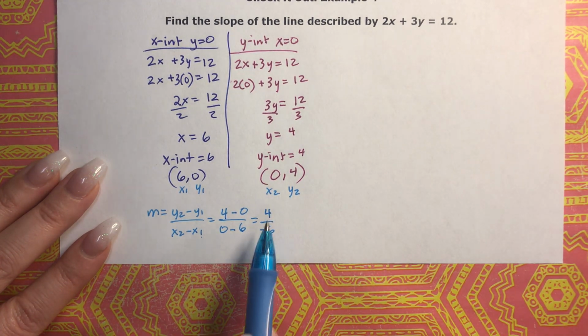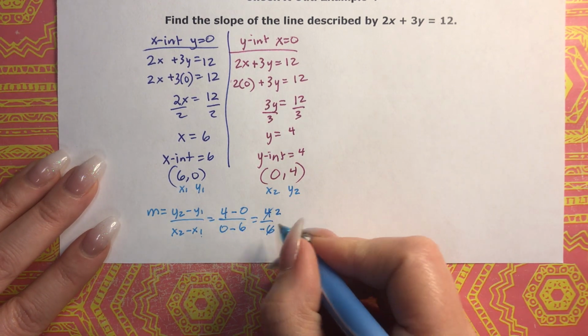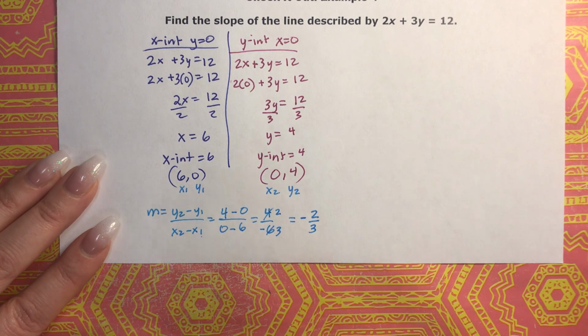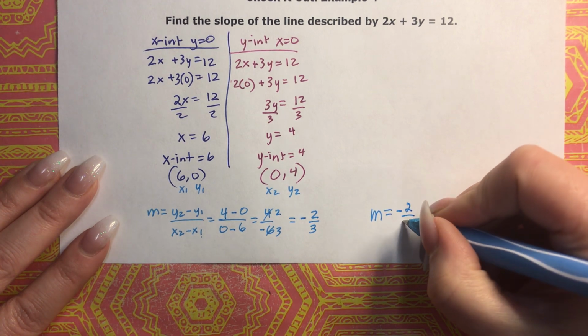Then we just need to simplify. Is there a common factor here? You should have saw that there's 2. 2 goes into 4 2 times. 2 goes into 6 3 times, which means we end up with our answer negative 2/3. So our slope equals negative 2/3.